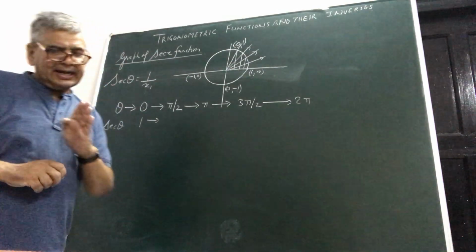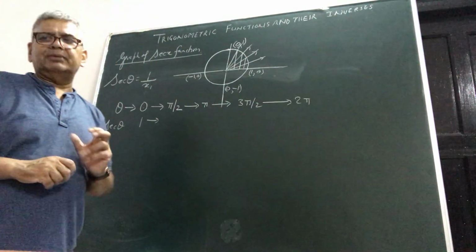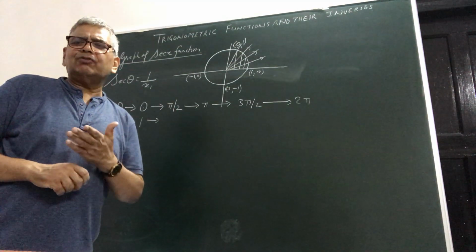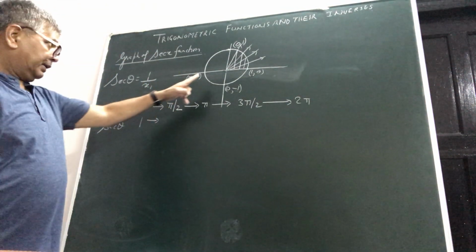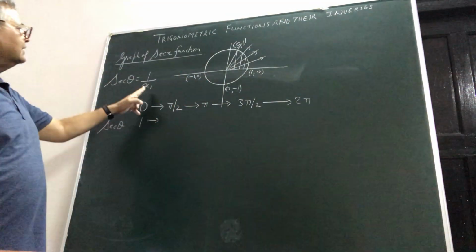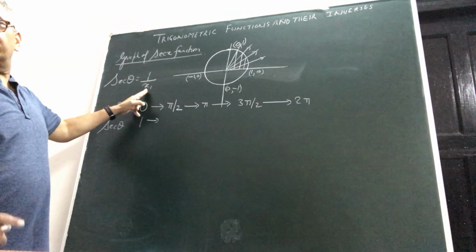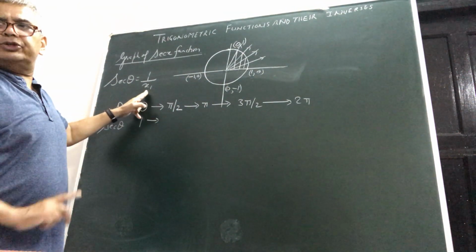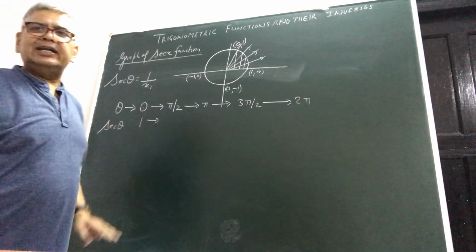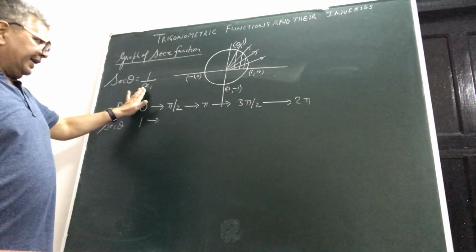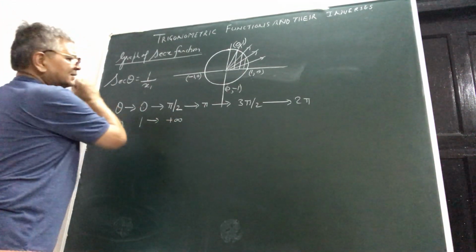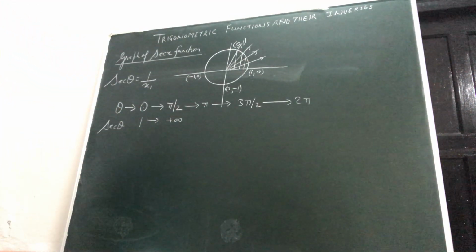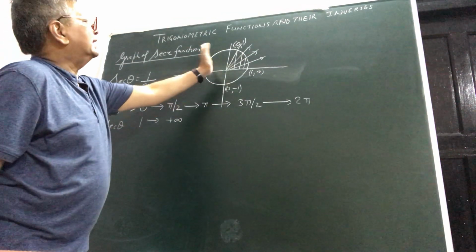But the idea is that when you are approaching a particular number, under limiting condition, it means that you cannot coincide with pi by 2. And x1 will never be 0, but you can come closer to 0 to any degree whatsoever you feel like. So that is the idea. The point is that the value would be heading towards plus infinity. Plus infinity.